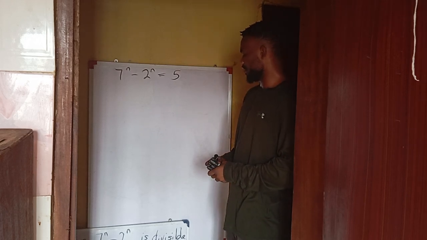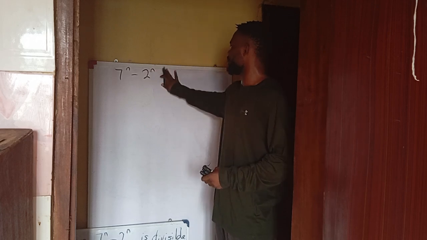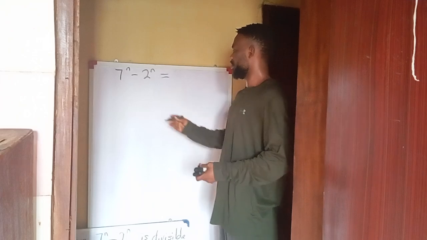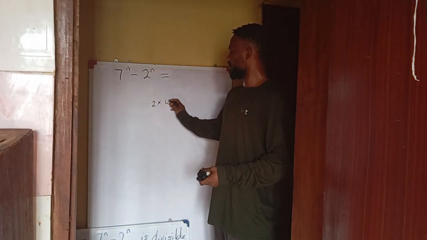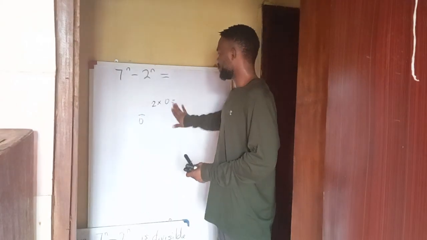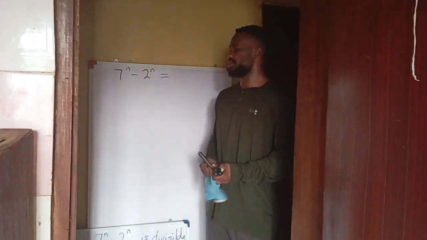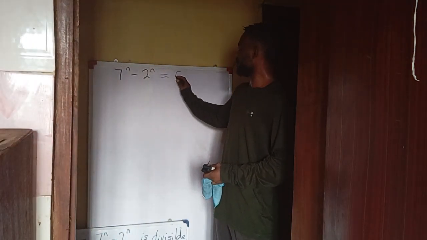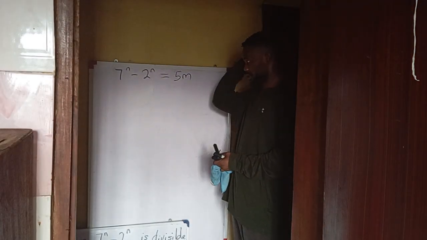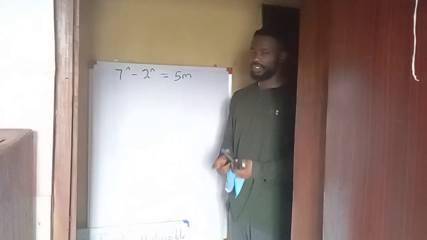positive integers. So if I say that something is divisible by 5, it simply means that it has to be equal to 5 of something. For example, we know that 2 times 0 is equal to 0, so we can't divide anything by 0. If something is able to divide another thing, it simply means that it has to be a multiple. So I can say let this be equal to 5m in that case.